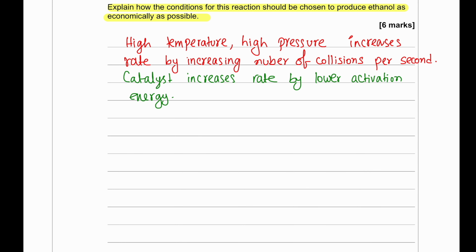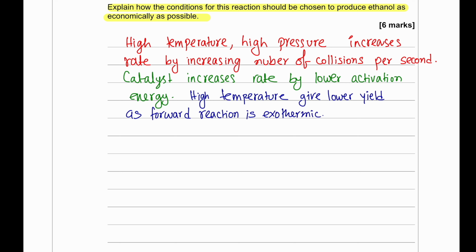And now in order to increase the yield, a higher temperature should not be used because it's going to give a lower yield since this is an exothermic reaction. However, a higher pressure will give a higher yield, so a higher pressure is favored because on the right hand side, in the product side, we have fewer molecules.